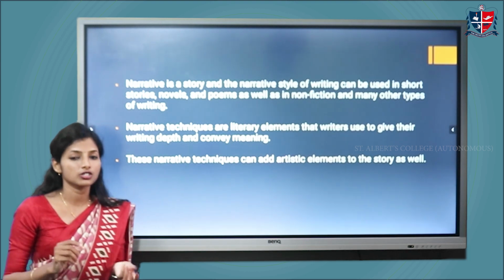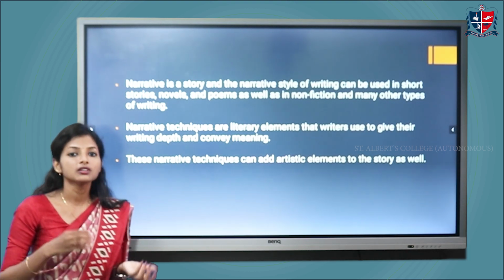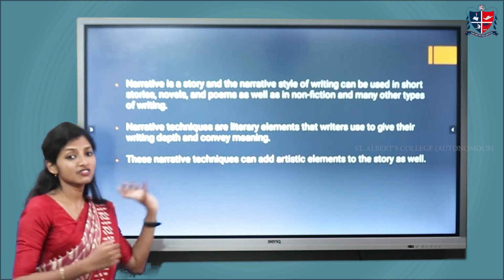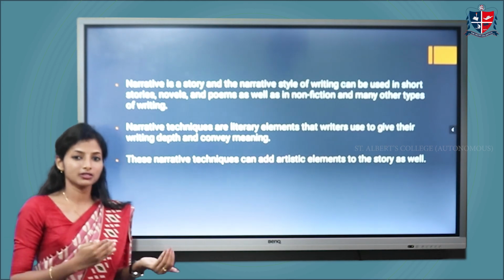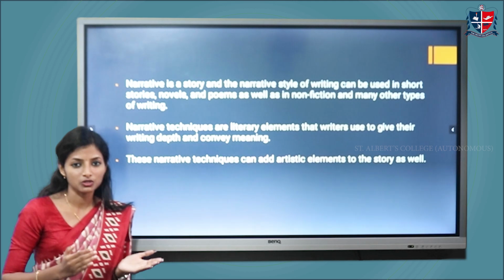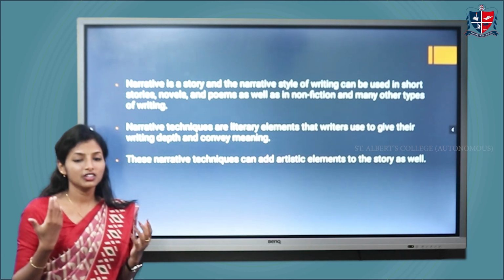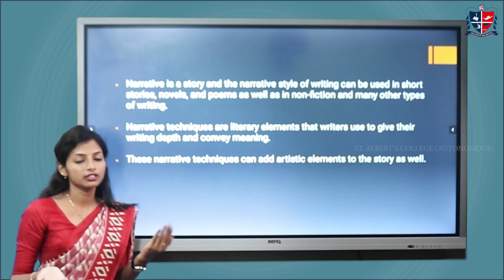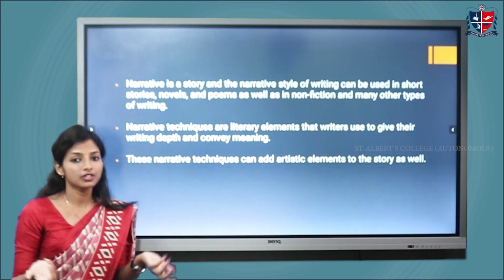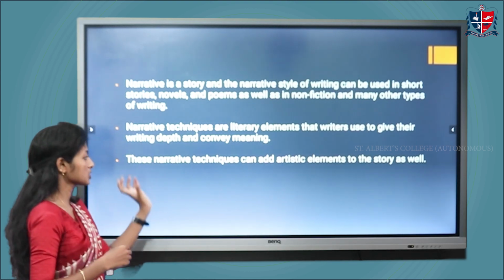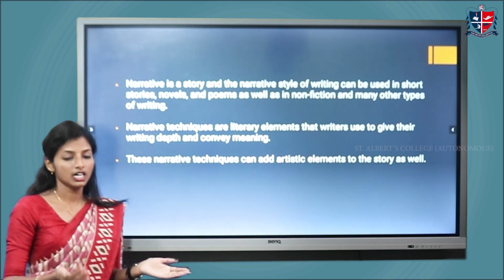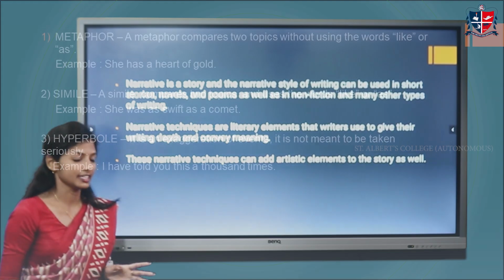Maybe the author is just describing a flower, but when these narrative techniques are used, it appears to be something extraordinary, something which you didn't think about. Maybe the author is just comparing two entirely different things which you may not have thought of. So it appears to be artistic when these narrative techniques are added.